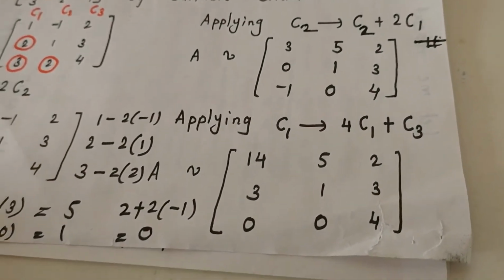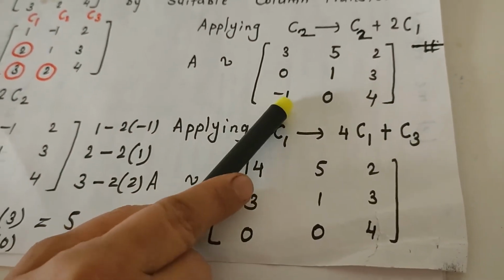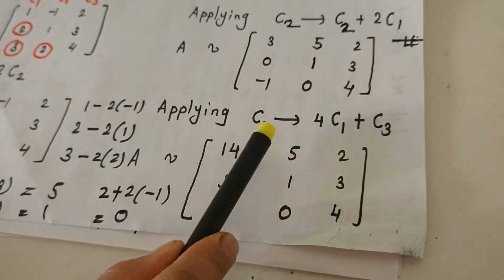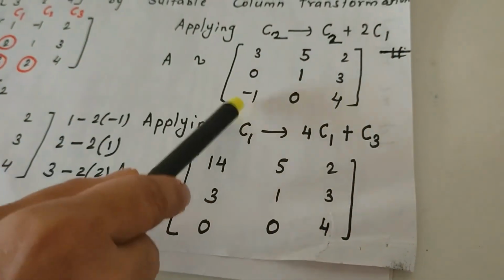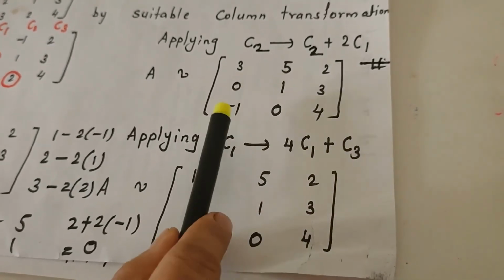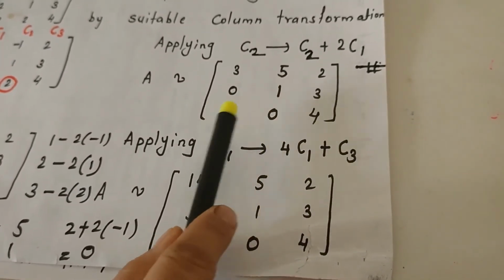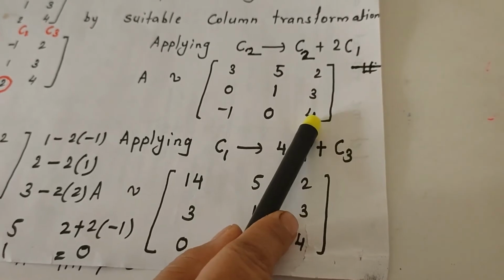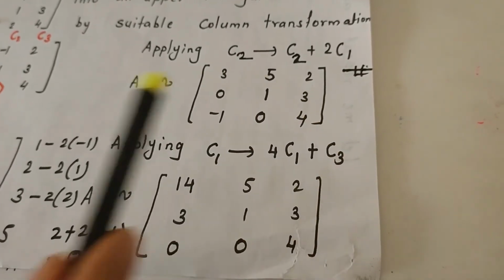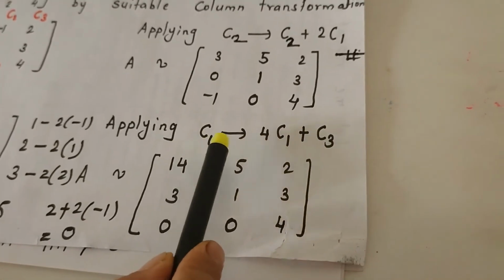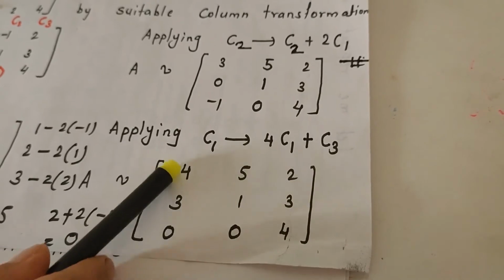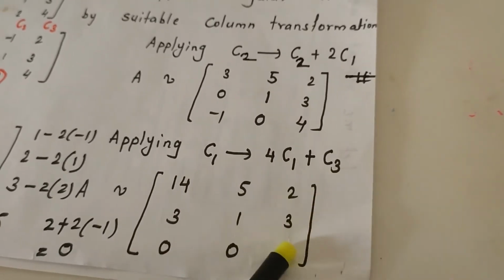Now we have to convert minus 1 into 0. So for this conversion, we apply the next transformation. Minus 1 lies in C1. So changes in C1 such that multiplying by 4 to minus 1 gives minus 4, and add to C3, then we get minus 4 plus 4 is equal to 0. So we apply this transformation 4C1 plus C3. Changes in C1, so second and third columns as it is.